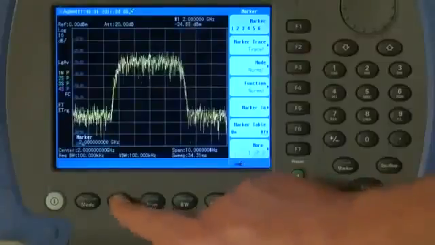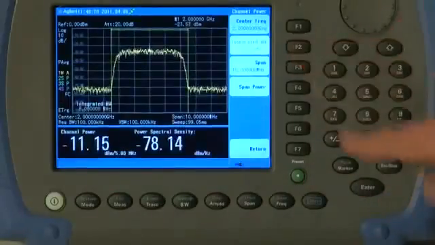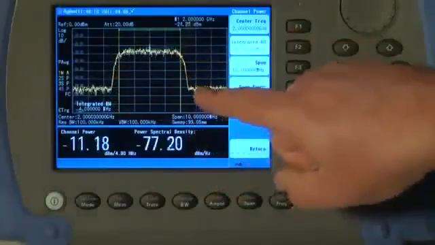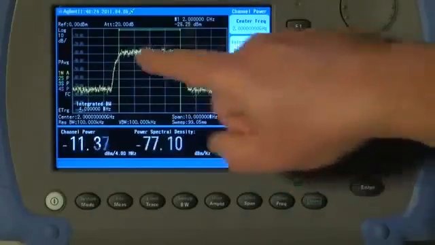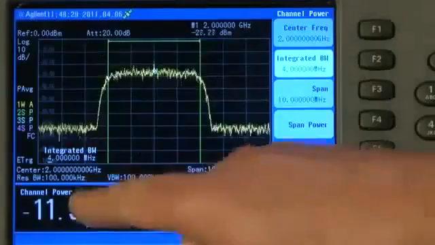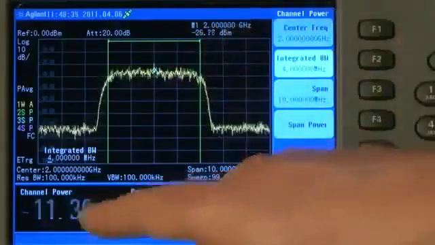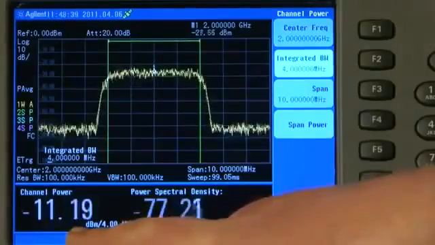If I press the measure key and then channel power, and I'll set the integration bandwidth to say 4 MHz, and the span is still set at 10 MHz, what's now happening is that the analyzer is integrating under the curve, in other words, counting the squares, adding up the total amount of power within these green channel power markers. And you can see in fact that whereas the single marker 1 is measuring about minus 25 dBm, you can see here that the actual channel power is much greater than that. It's about minus 11 dBm.